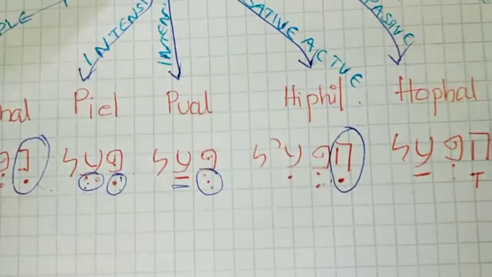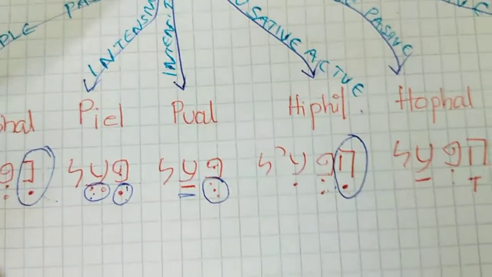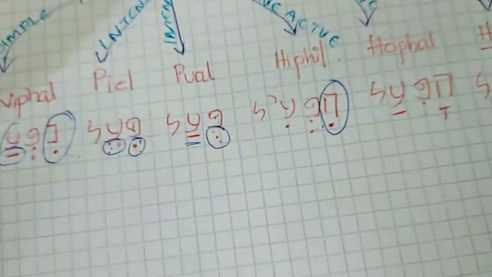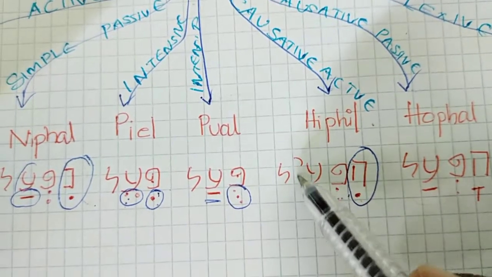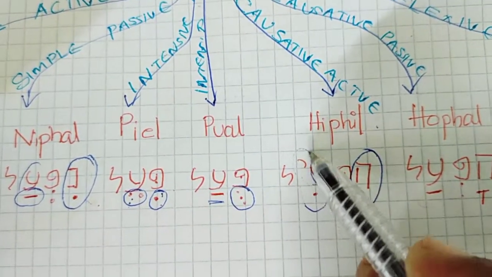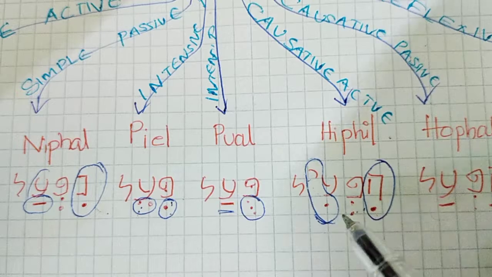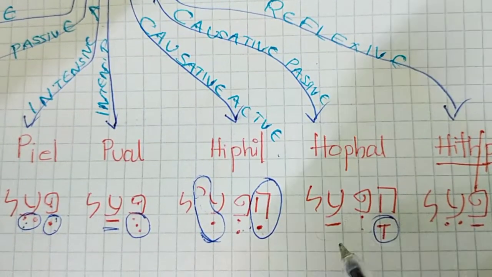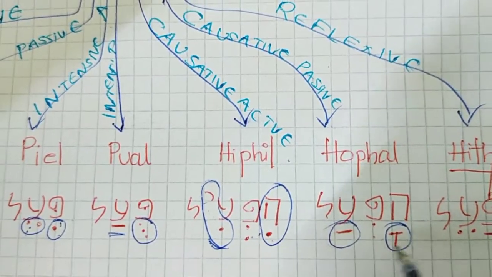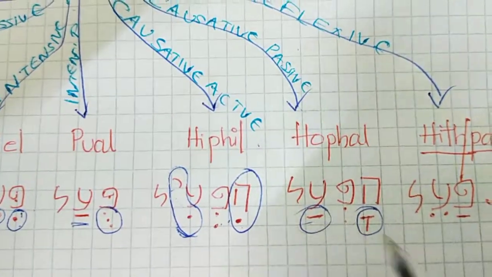He is there. Then Hifil. That is Hirakiyod is there. So that is a specialty of Hifil. See this E sound? Hirakiyod, Hifil. Hophal, O A sound.